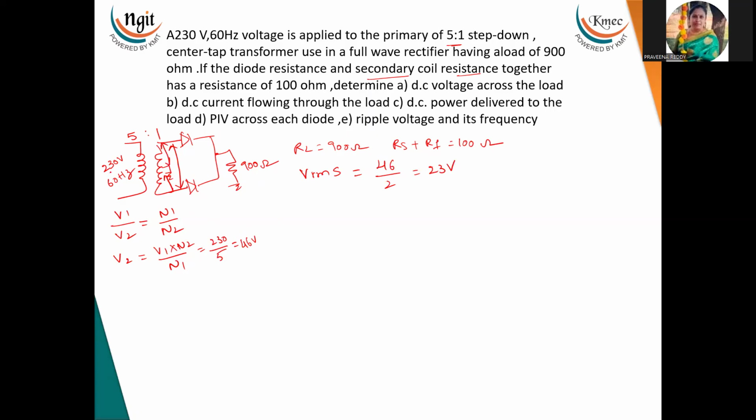Now here 230 is the RMS voltage. So we are getting the RMS voltage, not the peak value. Now we need to convert this into peak value. Here we want the secondary peak value. So for that, V peak is equal to VRMS into root 2.